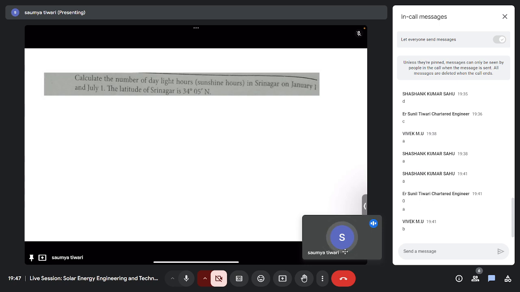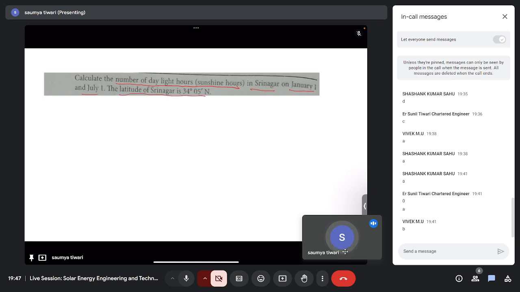Okay, let me discuss the concept behind this question and the calculation part. You can just check whether you are thinking in the right direction or not. The calculation part you can do later also, right? What's asked in the question is the number of daylight hours, sunshine hours, in Srinagar on January 1st and July 1st, given the latitude of Srinagar.